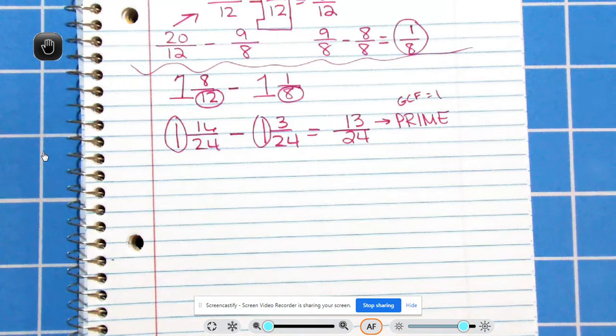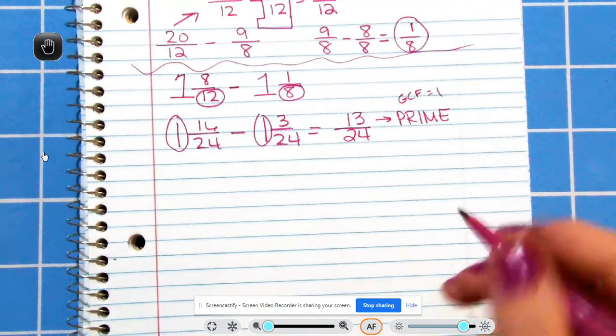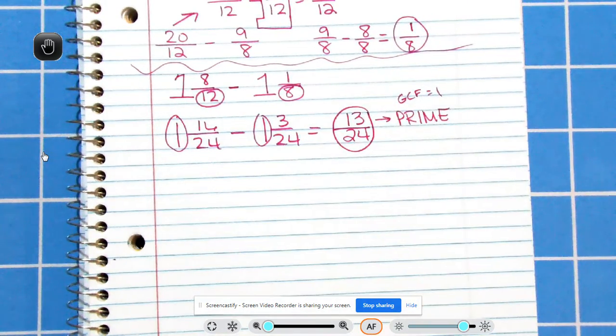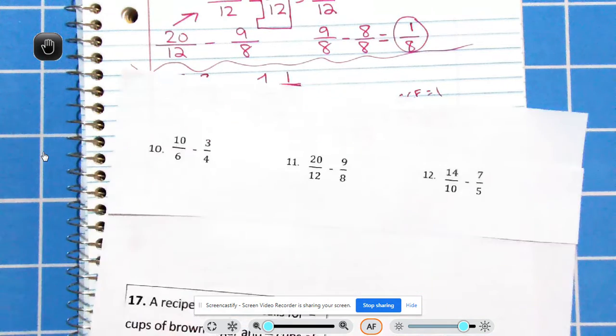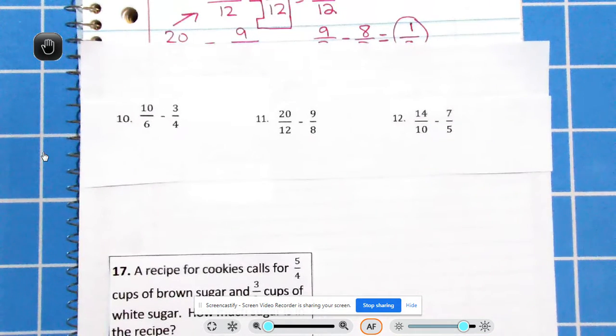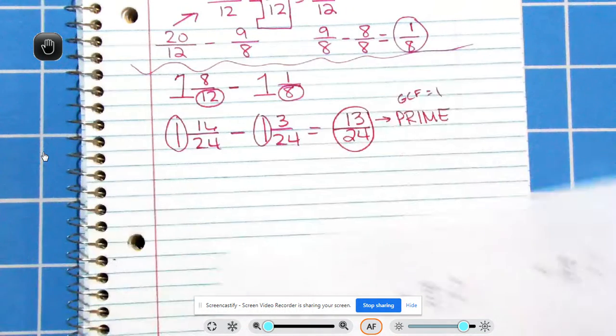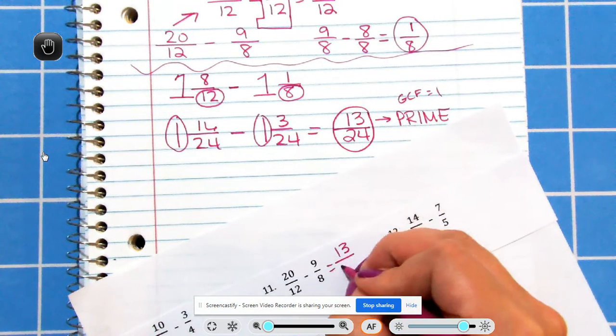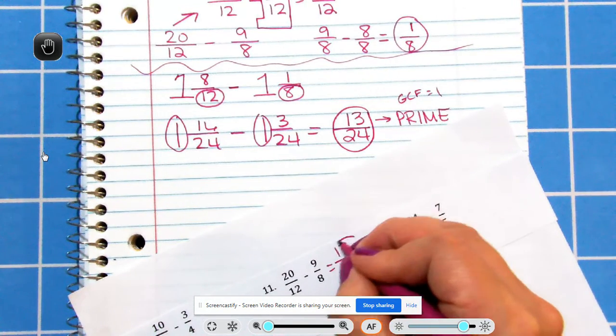13 24ths divided by 1 would be 13 24ths. So the answer to 20 12ths subtract 9 eighths would be 13 24ths.